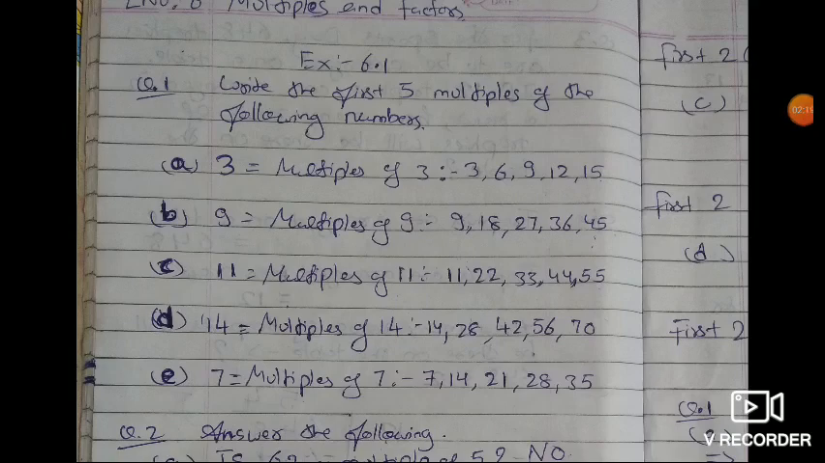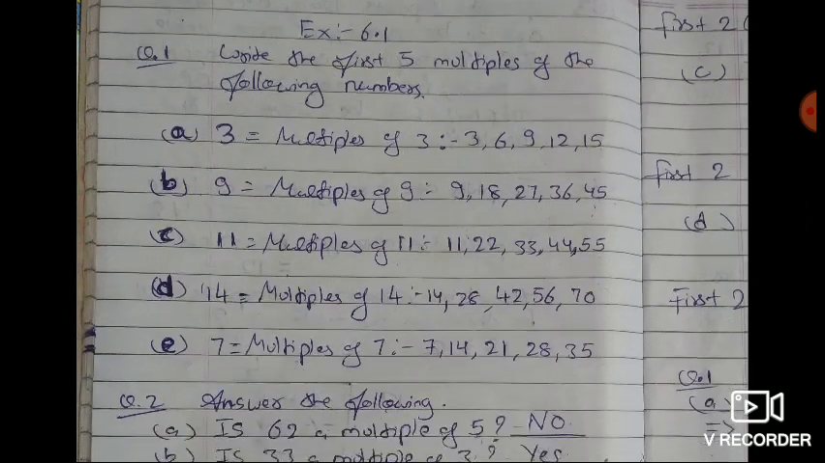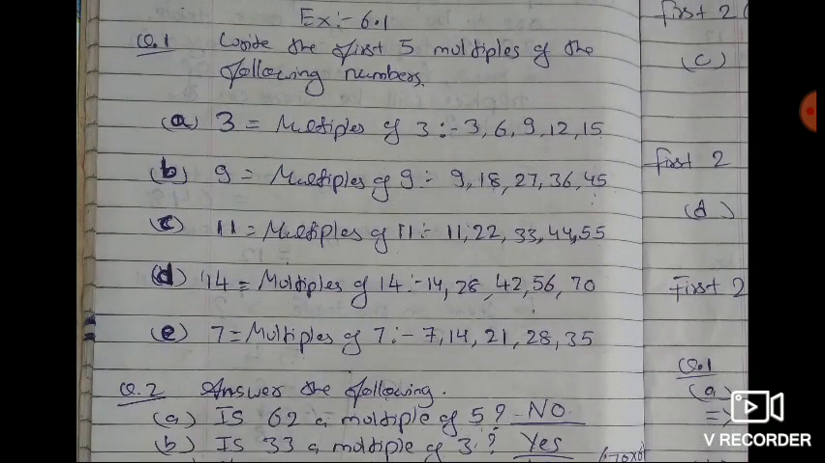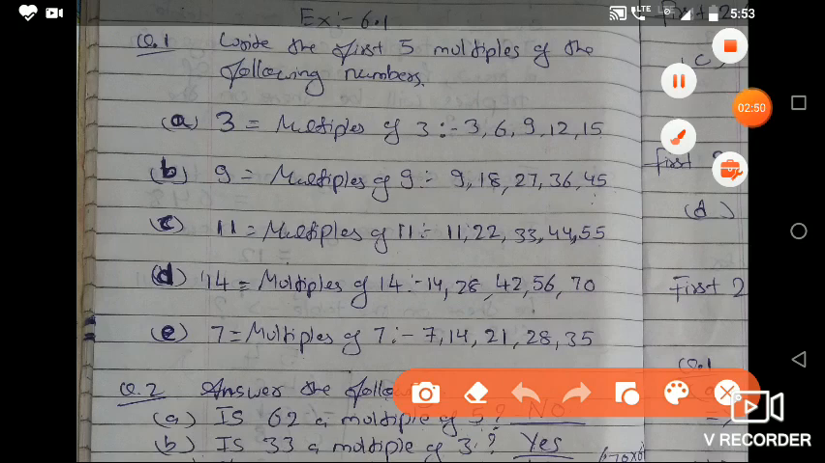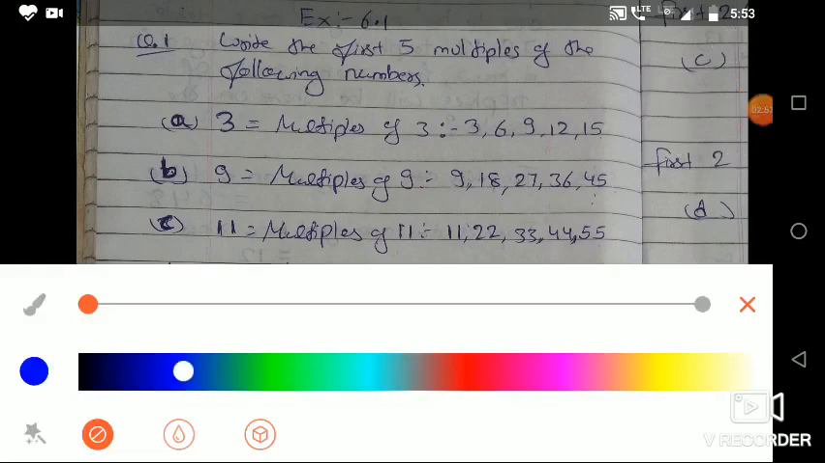Next, exercise 6.1. Now I'm going to explain the whole exercise in detail, all questions. Question number 1: write the first five multiples of the following numbers. First, the multiples of 3: 3 ones are 3, 3 twos are 6, 3 threes are 9, 3 fours are 12, 3 fives are 15. So write the numbers 3 to 15 only.